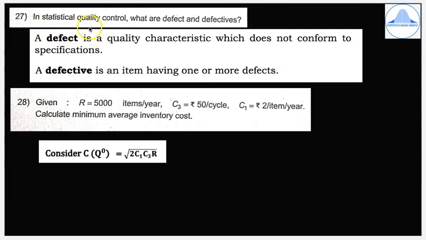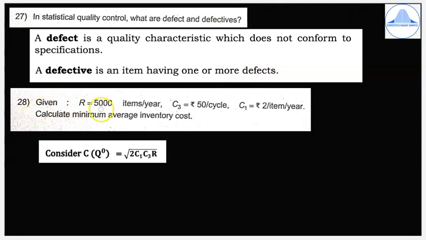27th question. In statistical quality control, what are defect and defectives? So a defect is a quality characteristic which does not conform to specifications, whereas a defective is an item having one or more defects.